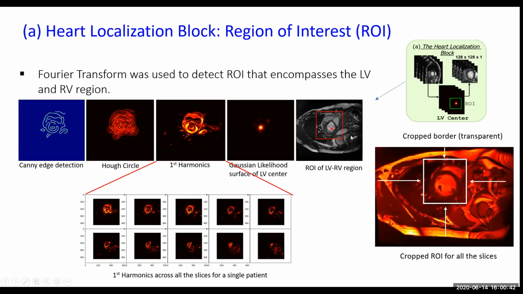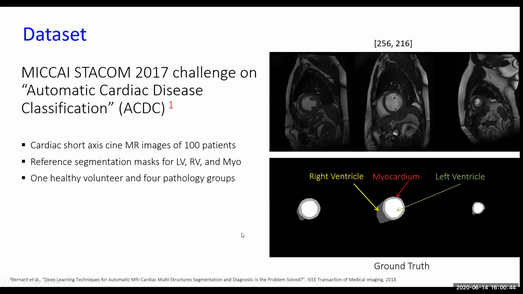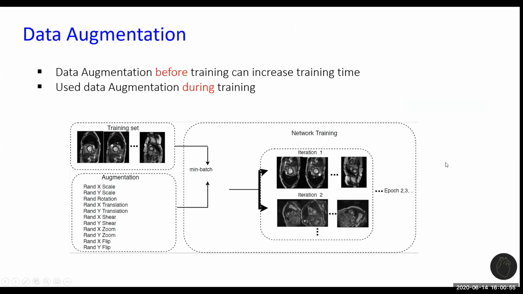fixed size was cropped. For the dataset, we used the MICCAI 2017 challenge dataset that has the short axis slices of the 100 patients for the LV, RV, and the LV myocardium. We also used different data augmentation techniques during training.